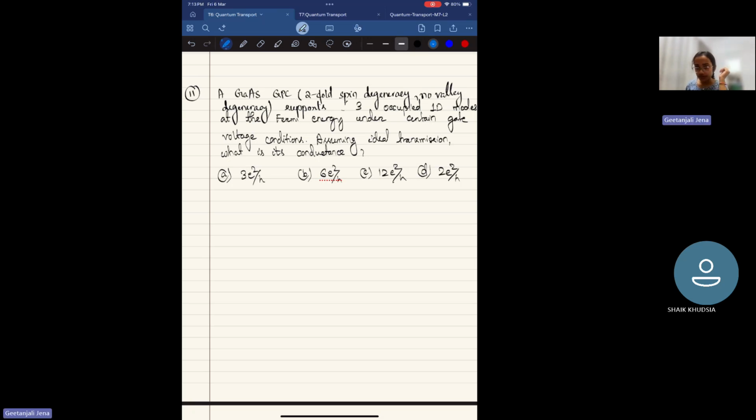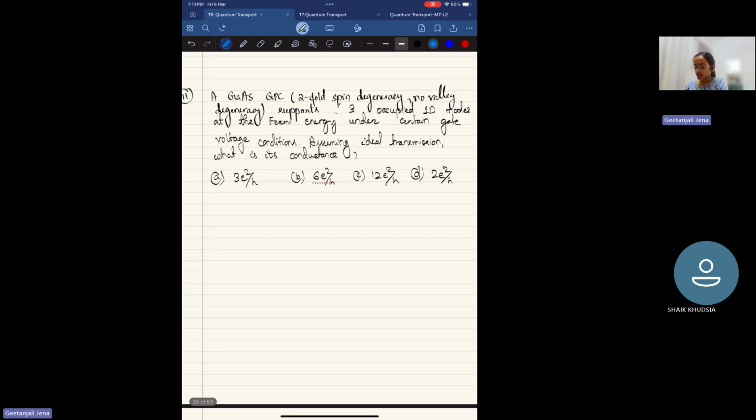The next question is a conceptual one. We have a gallium arsenide quantum point contact, which has two-fold spin degeneracy and no valley degeneracy. It supports three occupied 1D modes at the Fermi energy under certain gate voltage conditions. Assuming ideal transmission, what is its conductance?